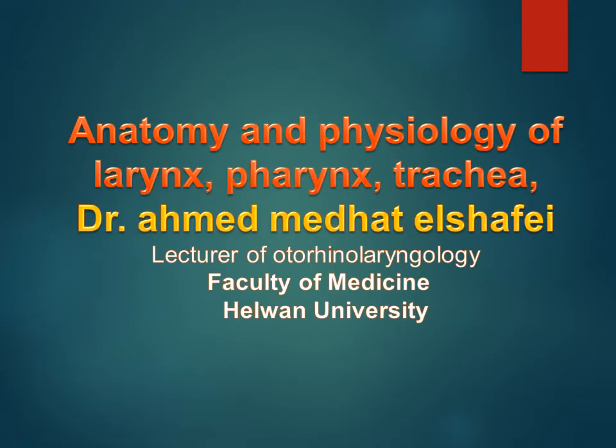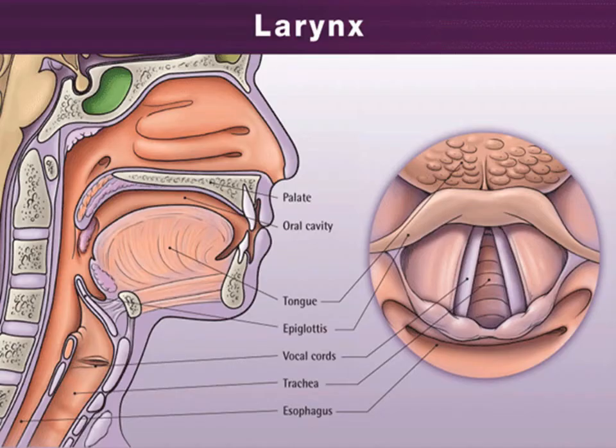Today we're going to start the new section of our module with the pharynx and larynx and the trachea. We'll start with the anatomy and the physiology. The larynx, sometimes referred to as the voice box, forms the last part of the upper airway.